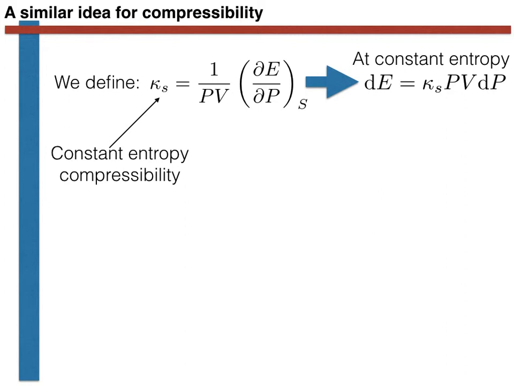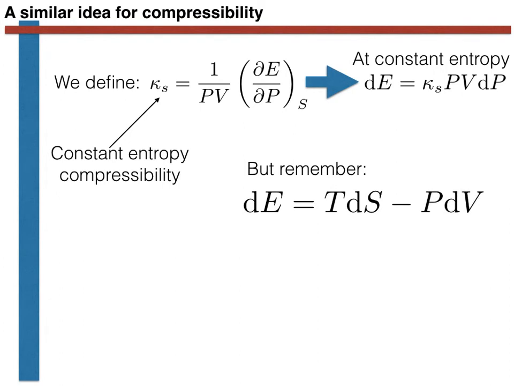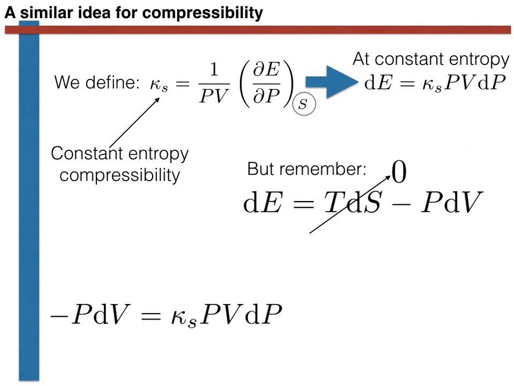We next recall that dE is equal to TdS minus PdV, and that we are at constant entropy, and that dS is thus equal to 0. If we now set the right-hand side of the equation at the centre of this slide equal to the right-hand side of the equation in the top left of this slide, which we can do because the left-hand sides of these two equations are both equal to dE, we thus arrive at minus PdV equals kappa S PV dP, which we can rearrange as shown here.